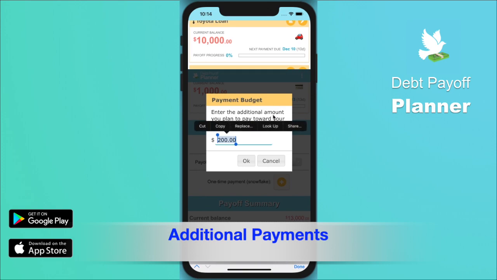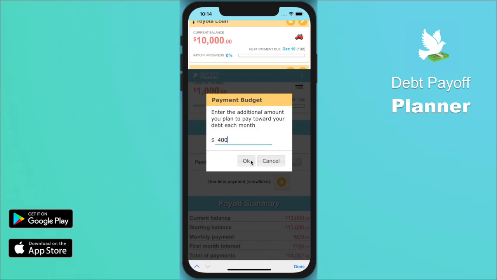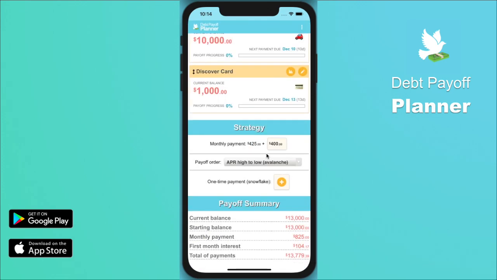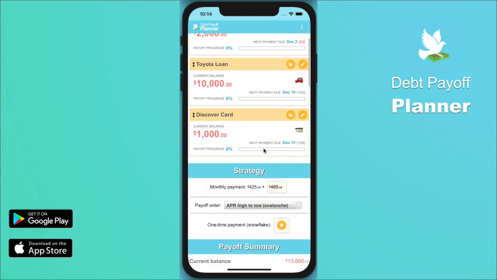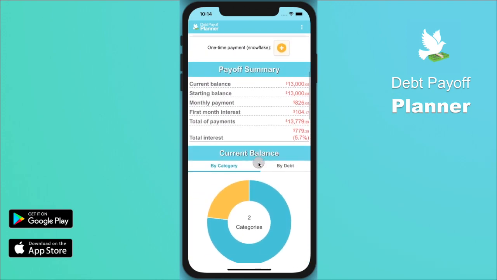Let's say instead of $200 a month, you really tighten your belt and go $400 a month. So now how quickly does this pay off? So instead of October of 2022, now it's down to April. And instead of paying $1,067 in interest, you're paying only $779 in interest on these cards. So, that's another strategy that can be pursued.